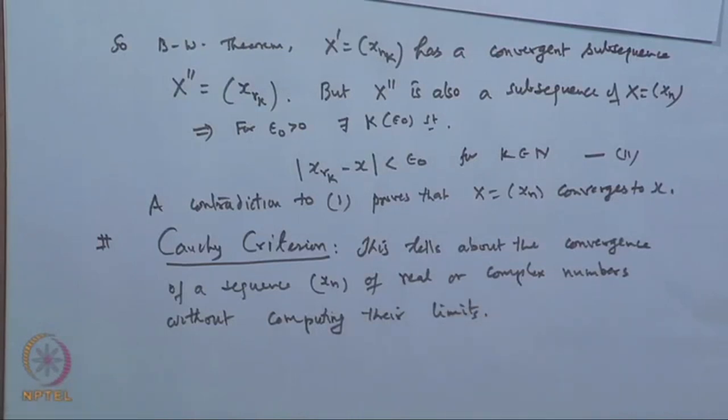Because what happens is, if the sequence x n is given, then one can easily identify by taking the limit. If the limit comes out to a finite quantity, that is, the limit exists, then we say the sequence is convergent. But if the limit goes to infinity or does not exist, meaning along different subsequences there are different limits, then we say the sequence diverges. But what the Cauchy convergence criteria says is that you need not compute the limit of a sequence x n. Just simply apply the criteria given by Cauchy, and one can identify whether the given sequence is convergent or divergent.